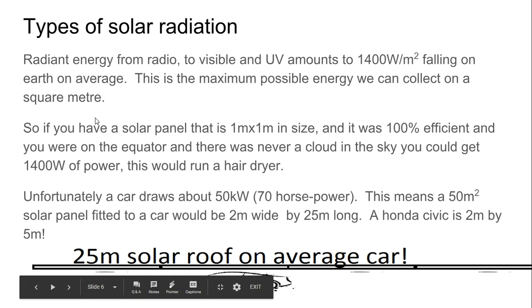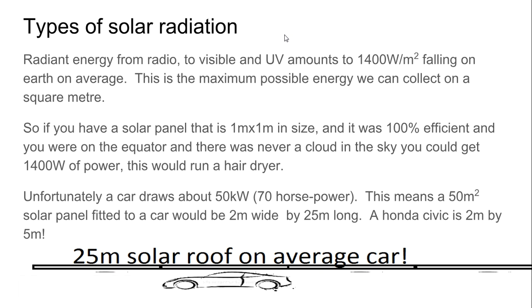The main types of solar radiation are radio to visible and UV, and it amounts to 1,400 watts a square meter falling on Earth on average. This is the maximum possible energy we could collect on a square meter, 1,400 watts, landing on an area about the size of 4 classroom desks. So if you have a solar panel that is 1 meter by 1 meter in size and it was 100% efficient and you were on the equator and there was never a cloud in the sky, you could get a maximum of 1,400 watts of power from a solar panel. This would run a hairdryer.